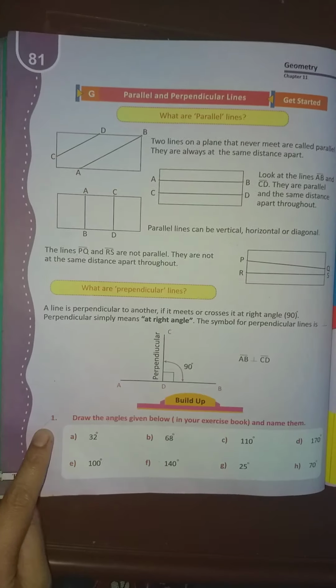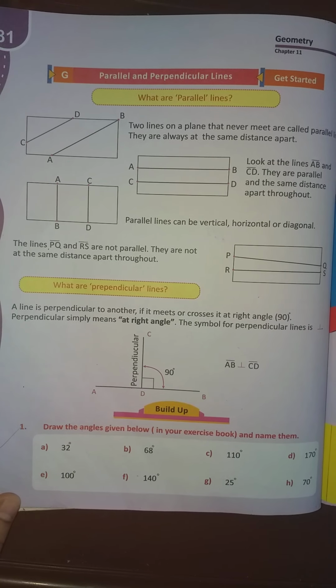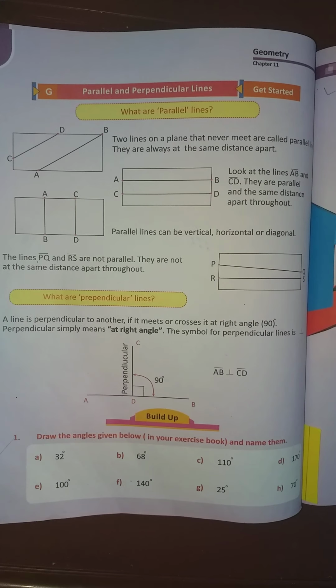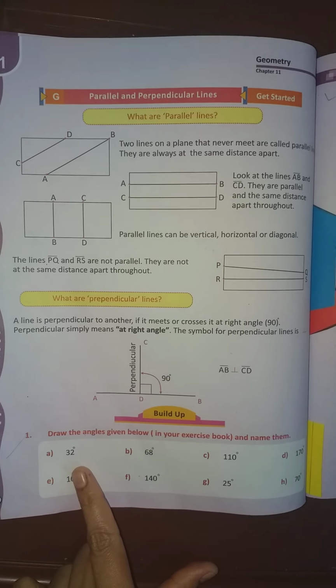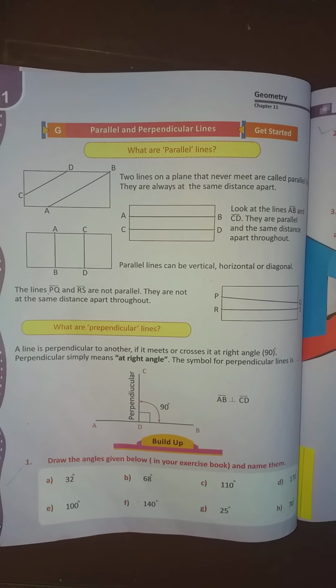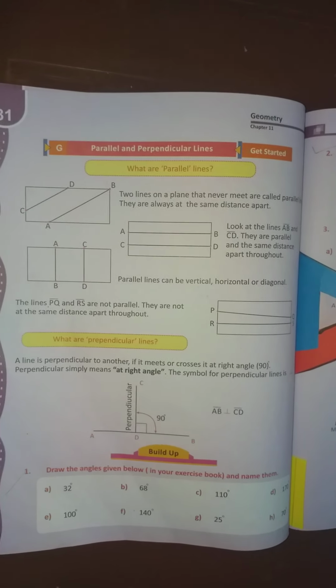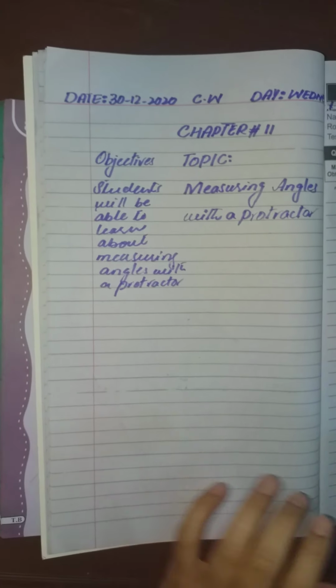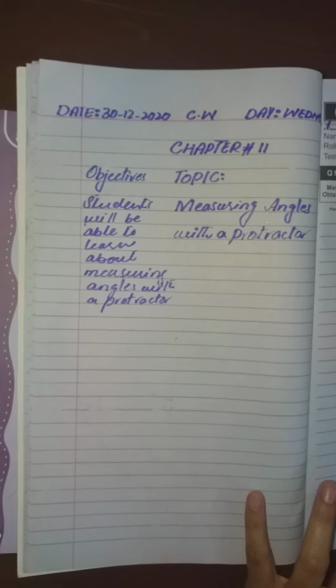नाउ ओपन the next page 81. Question number 1. Draw the angles given below in your exercise book and name them. Angles को draw करना है. First angle is of 32 degree. By using protractor we draw the angle of 32 degree. प्रोट्रैक्टर की हेल्प से सबसे पहले हमने draw straight line of any length.